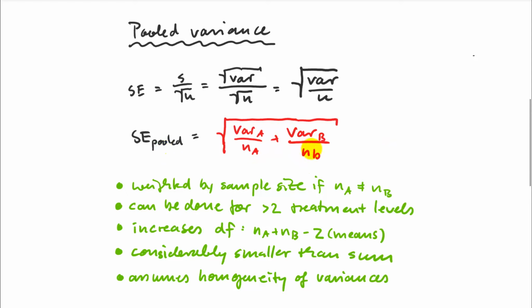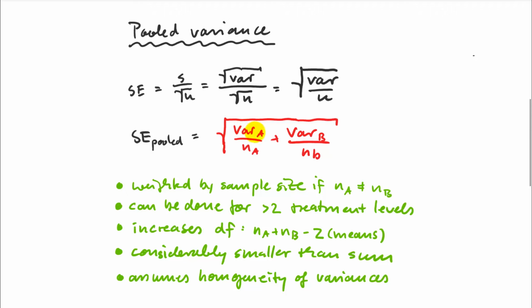So first of all, if I have unequal sample sizes, so if NA is unequal NB, then my pooled variance is actually weighted by the sample size, right? So that's a good property. This can be done for more than 2 treatment levels, so we'll see that we'll use exactly this in analysis of variance. And the biggest advantage is actually I'm increasing my degrees of freedom. So what happens if you recall the formula for the variance? That does have a division by n-1, and those two get combined here in the pooled variance. So it's going to be NA plus NB minus 2.